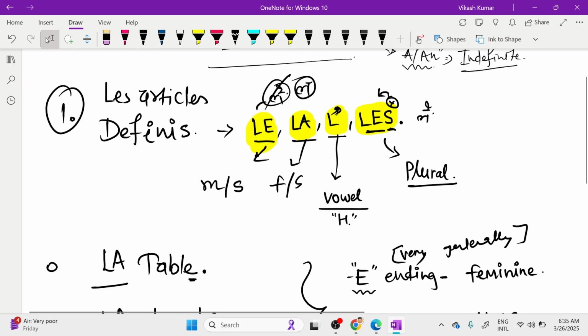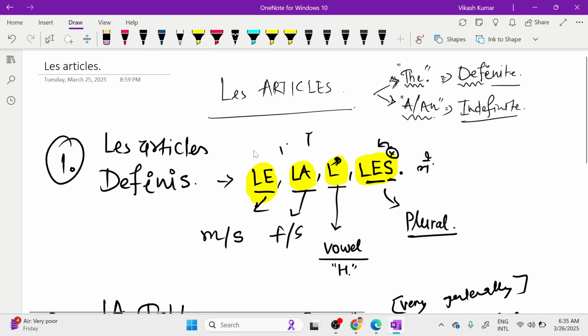So let me write in Hindi also. It's le. This is l apostrophe. I don't know how to write l apostrophe, but it's fine. And this one we can say la, and this one we can say les. Okay, so le, la, l apostrophe, and les. L'éléphant. Now you can differentiate between them.